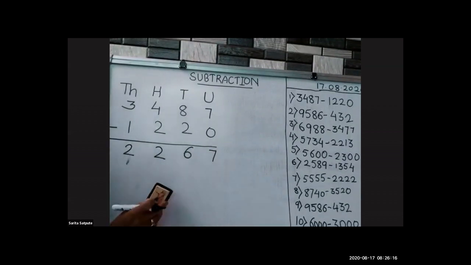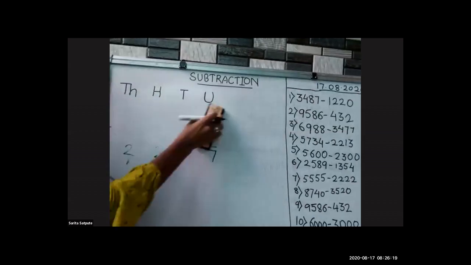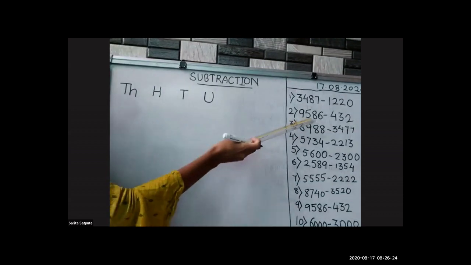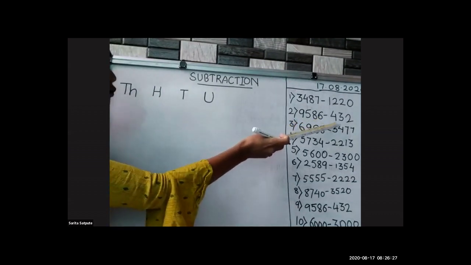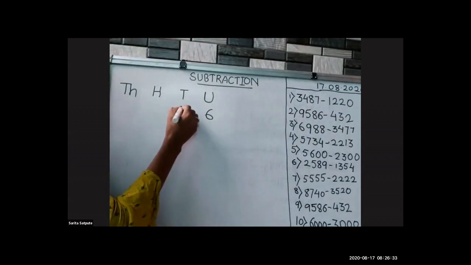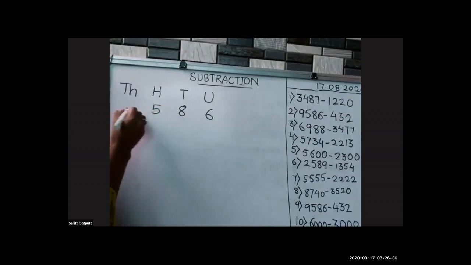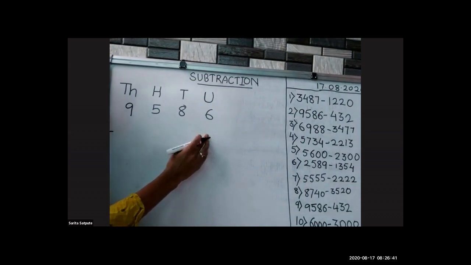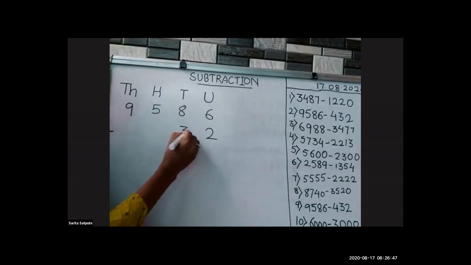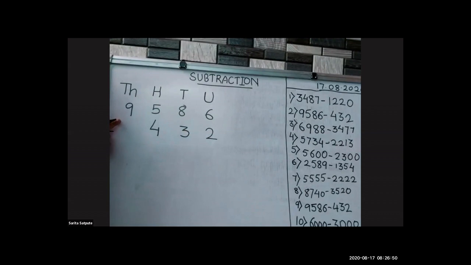Very good. One of the students has given the answer in the chat section. Very good. Now the next question is 9586 minus 432. So here, students, one number is of 4 digits and the other number is of 3 digits. I just told you in the video that you have to write it from the right hand side, that is from the unit side. So we will write 2 here, 3 and 4, and the column of thousands will remain blank because this number is of only 3 digits.